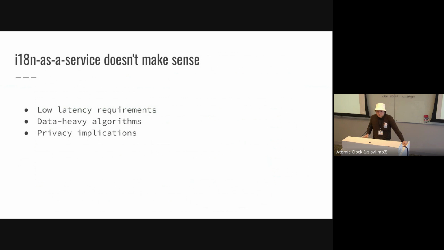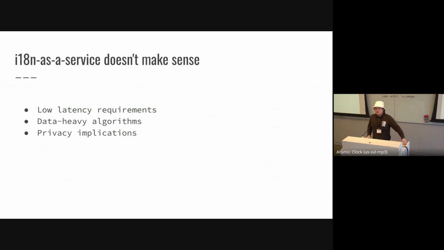One is low latency requirements. When you're trying to do something like segmenting text or formatting dates, you don't want to have to wait for a call to the server to come back. You want to format that at 60 frames per second. You don't want to wait on latency every time you need to update your date format.